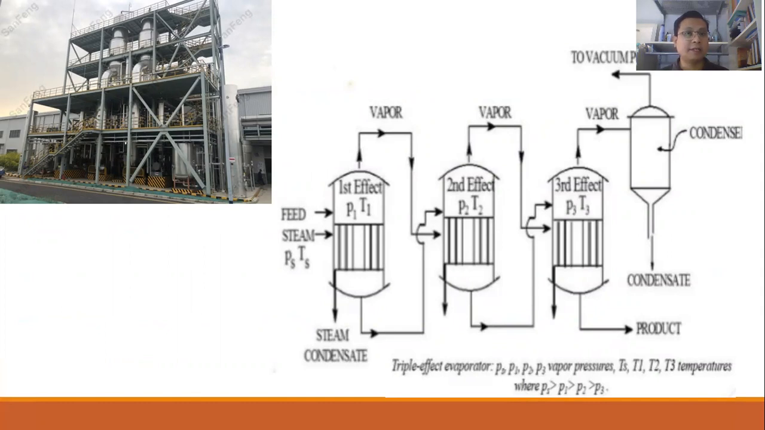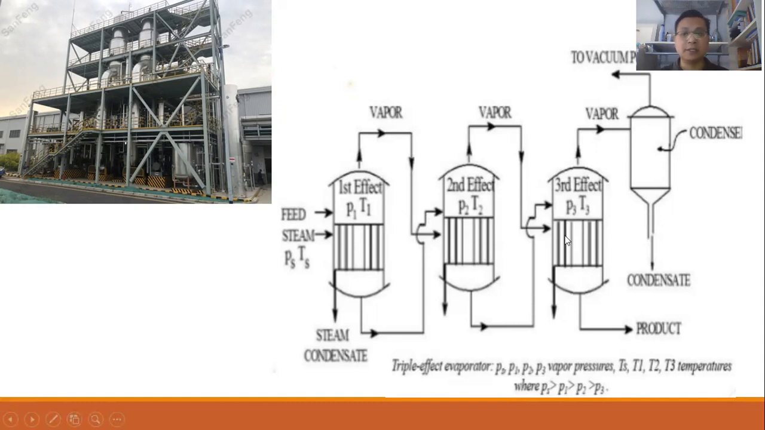So maybe the application is not less than 3 tons, because for efficiency it needs a bigger size of HVAC system. So this one is an example of how we try to reduce the temperature in several stages.